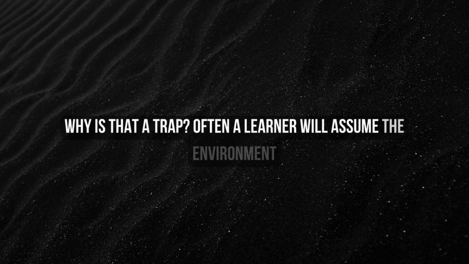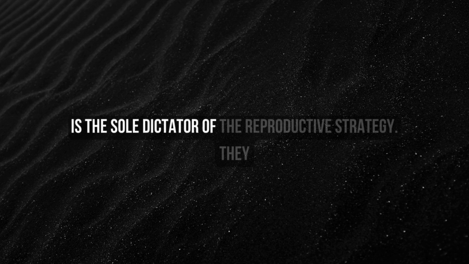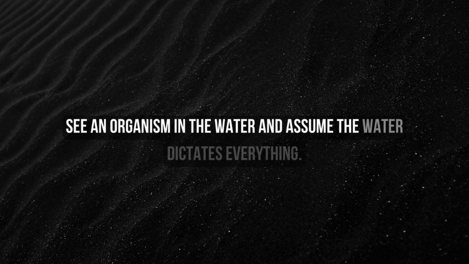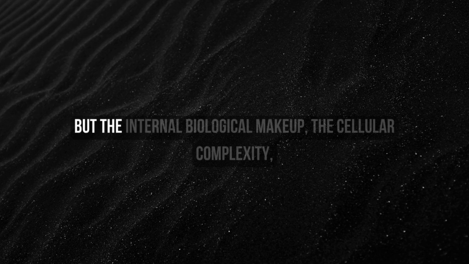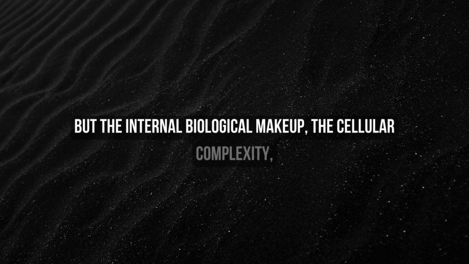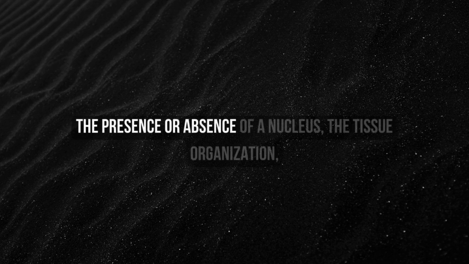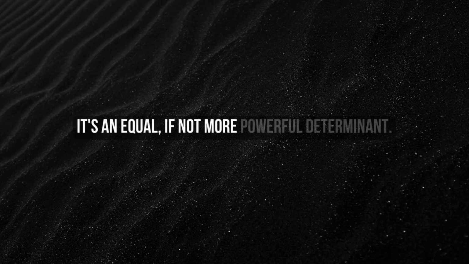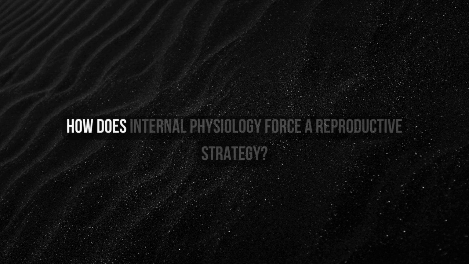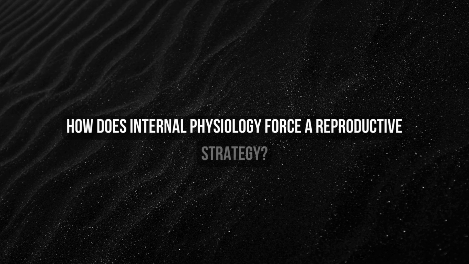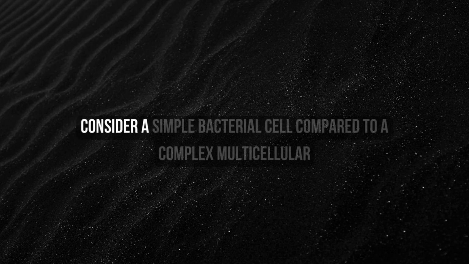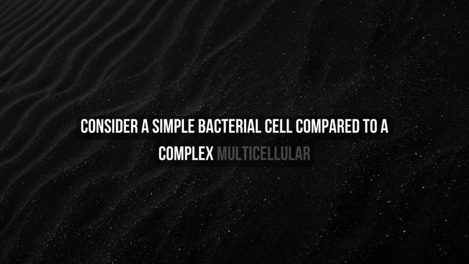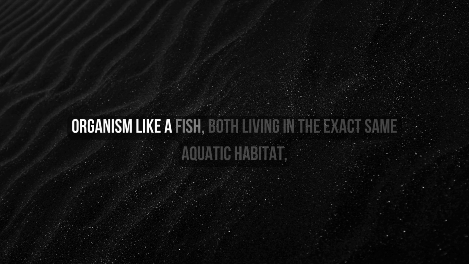Often, a learner will assume the environment is the sole dictator of the reproductive strategy. They see an organism in the water and assume the water dictates everything. But the internal biological makeup, the cellular complexity, the presence or absence of a nucleus, the tissue organization, is an equal, if not more powerful, determinant. How does internal physiology force a reproductive strategy? Consider a simple bacterial cell compared to a complex multicellular organism like a fish.